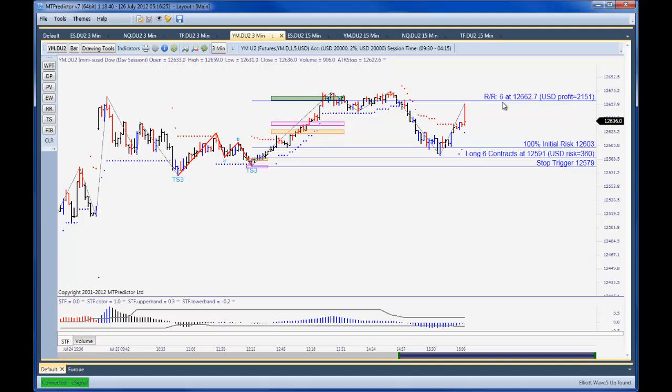So you could have come up here with your second target and actually had another 6R on your second position. So for the professional traders among you, by pyramiding or adding to this position here, you could have come out with 6 plus 6.4. In other words, 12R profit for the day.